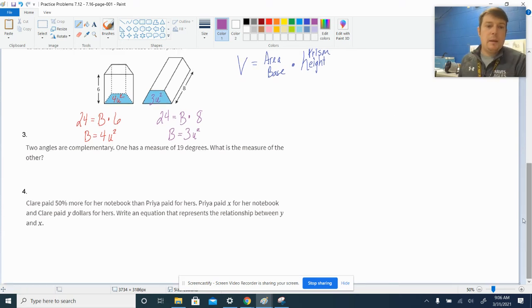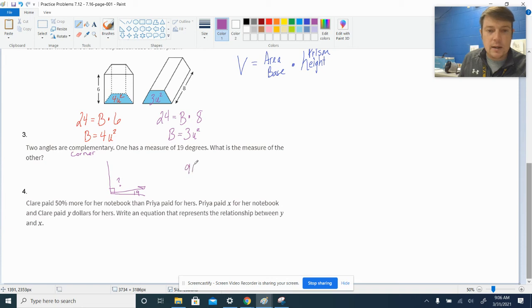Two angles are complementary. That means they add up to 90 because they make a corner. C for corner, complementary. So we got two angles that are 90 degrees. One of them is 19. One of them is pretty small. And what is the measure of the other one?